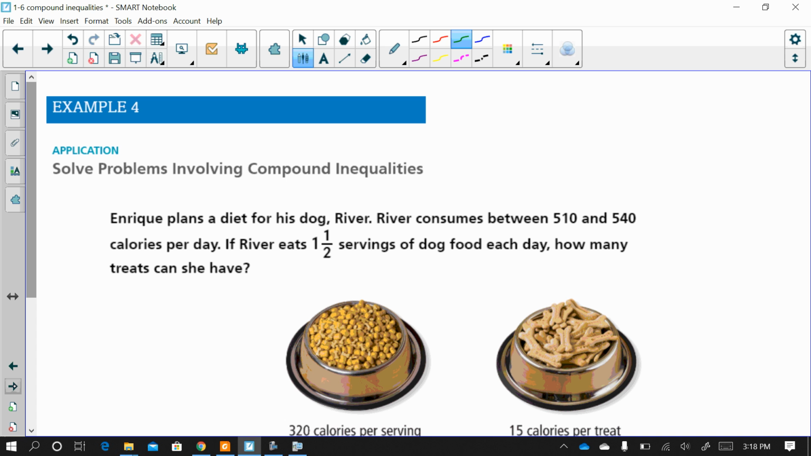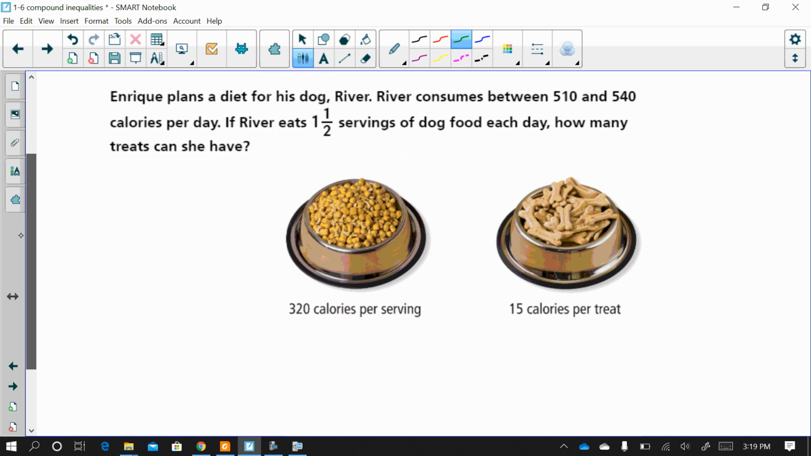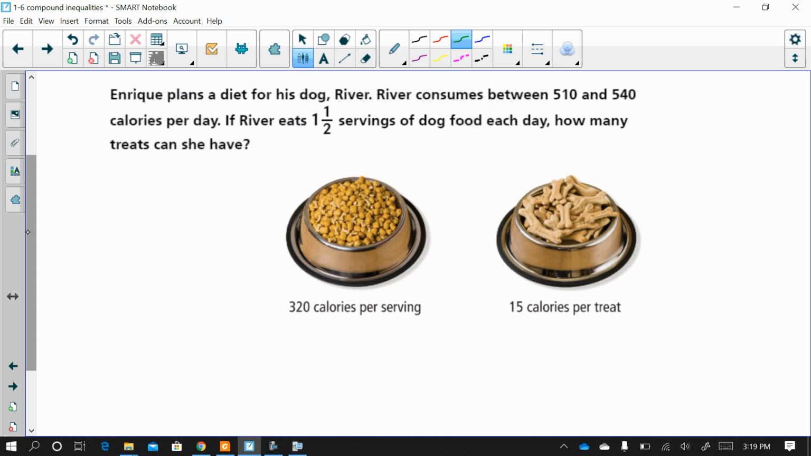Okay, last thing we'll look at today is a word problem. So here's some good application to compound inequalities. So Enrique is planning a diet for his dog, River. River consumes between 510 and 540 calories per day. If River eats 1.5 servings of dog food each day, how many treats can she have?